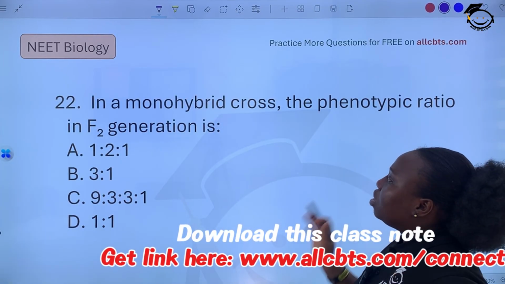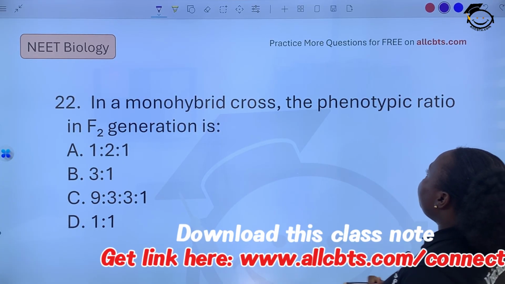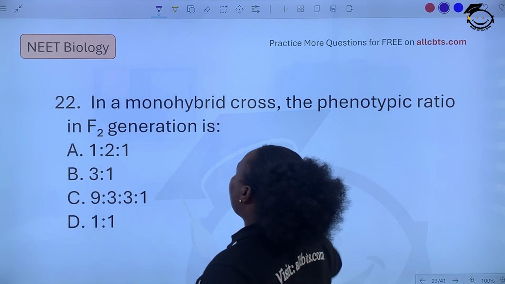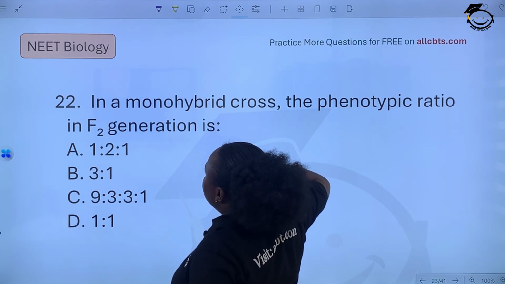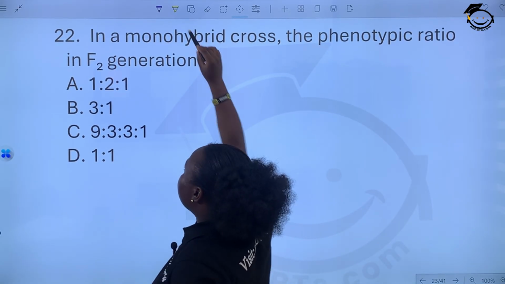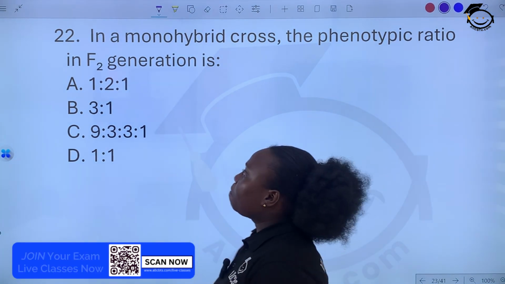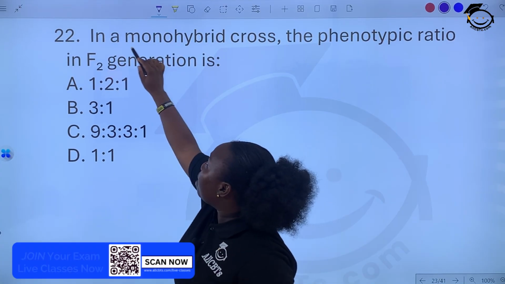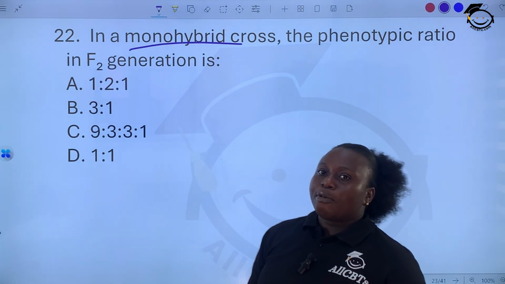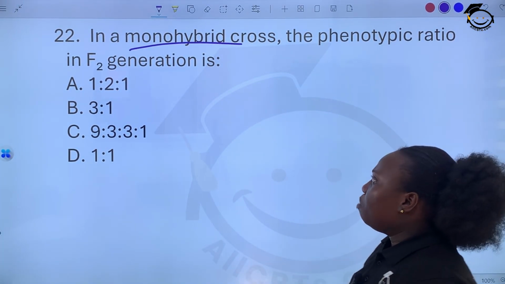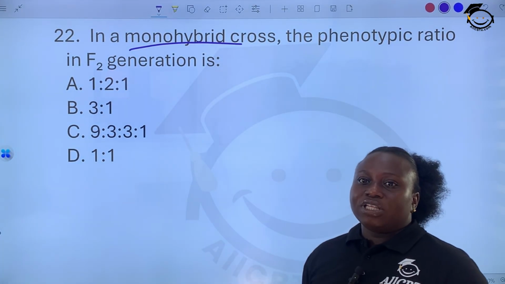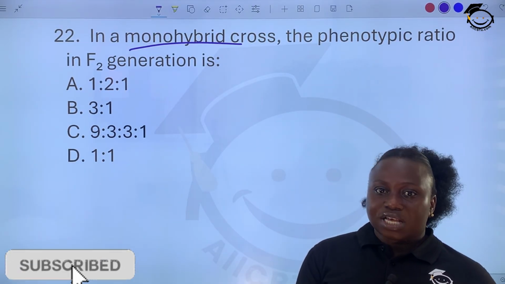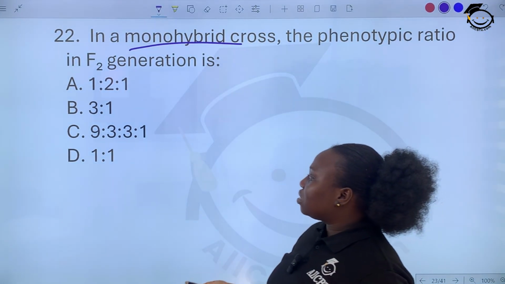Number 22. In a monohybrid cross, the phenotypic ratio in F2 generation is what? Now, when you see this kind of question, this is a crossing question, and this is how you are meant to attempt it. Let's first deal with monohybrid. When something is monohybrid, we look at something that has only dominant and only recessive. So let's just use that.